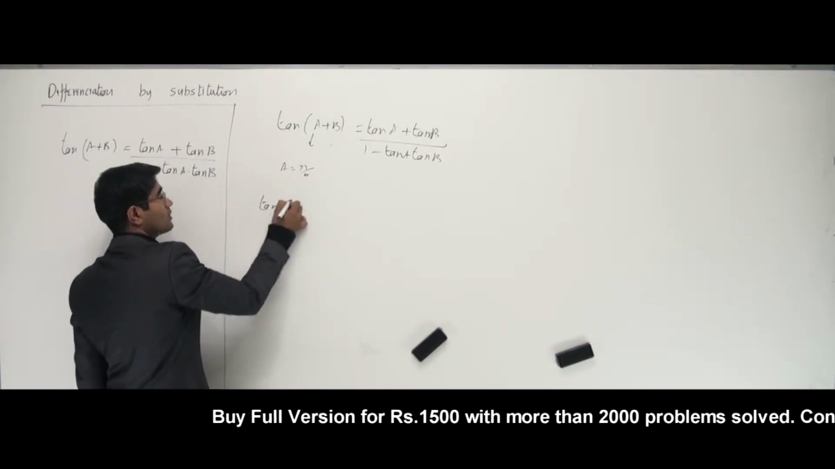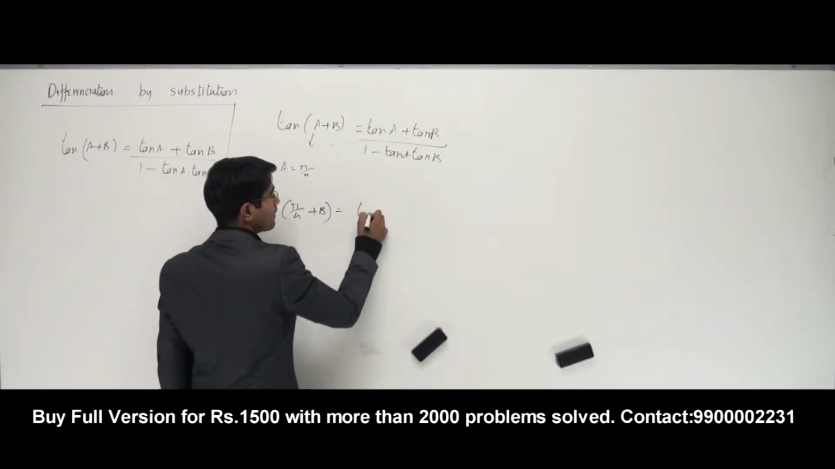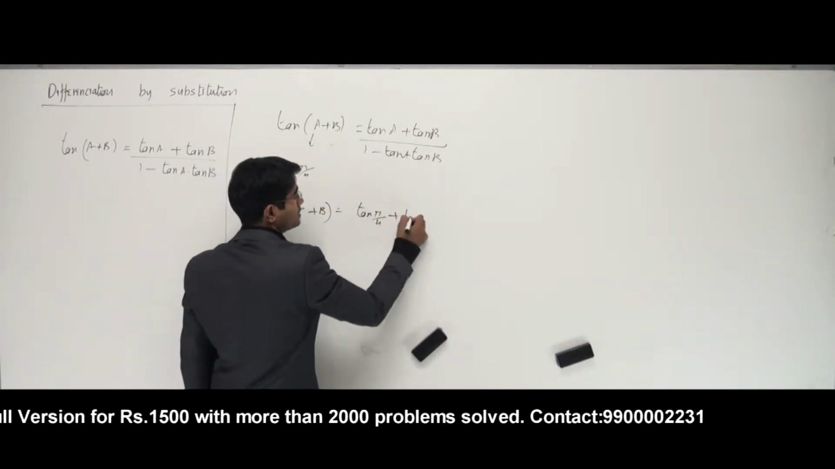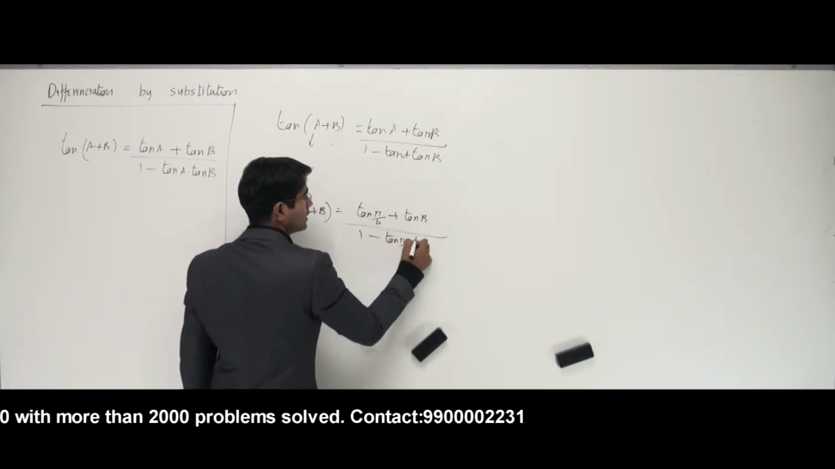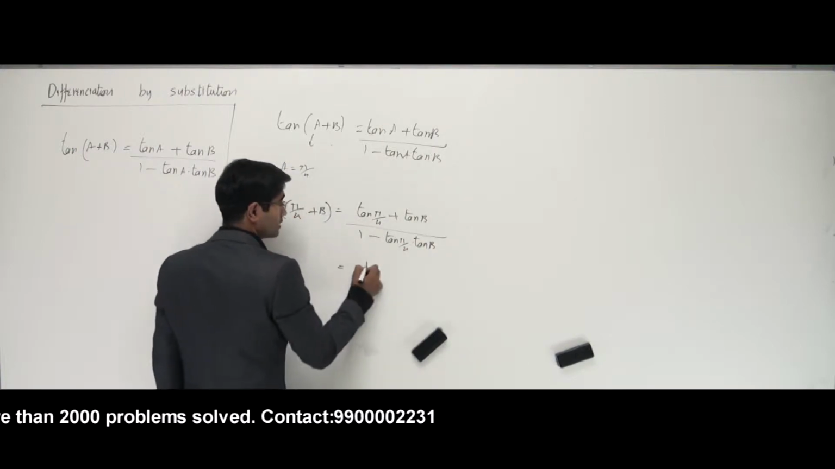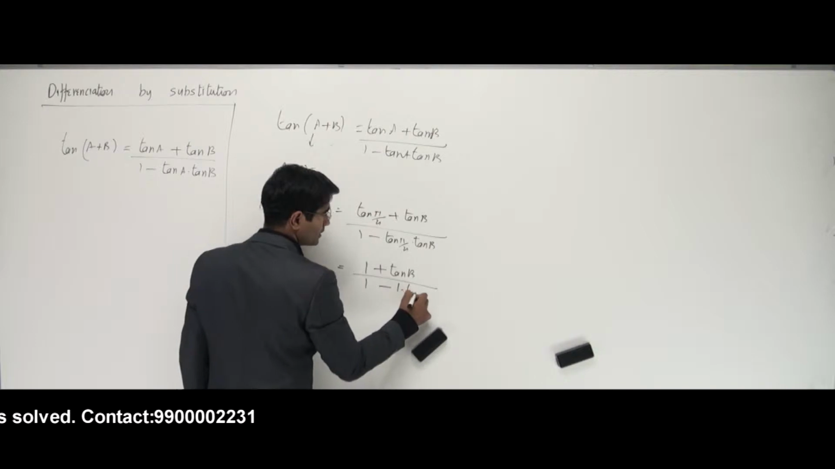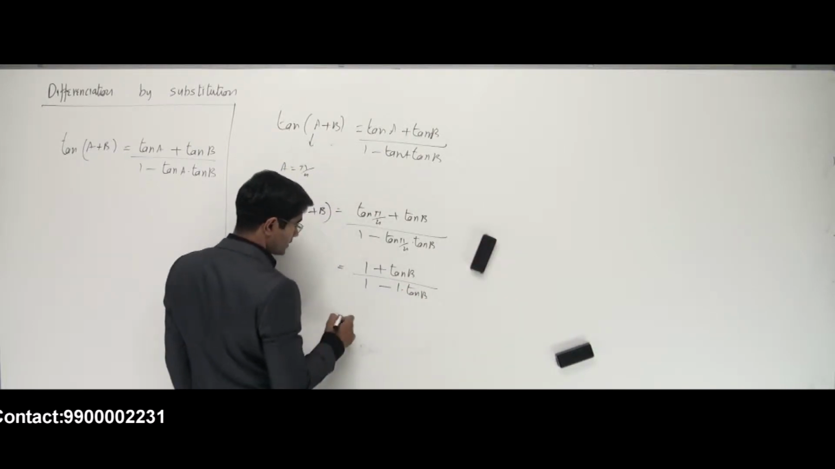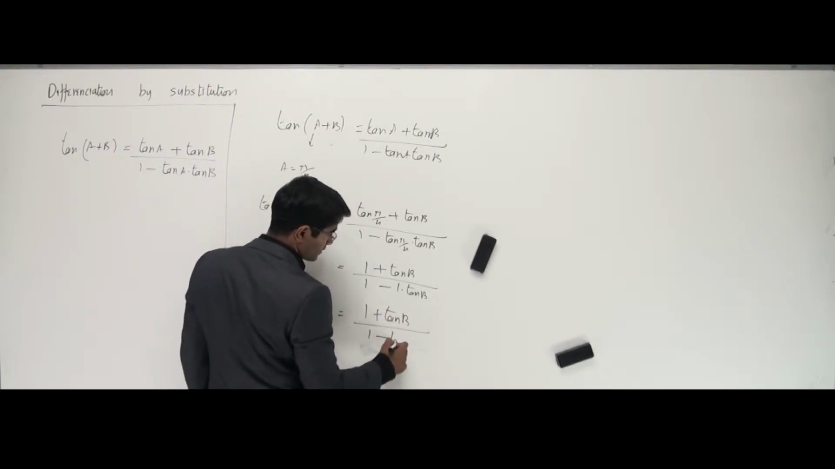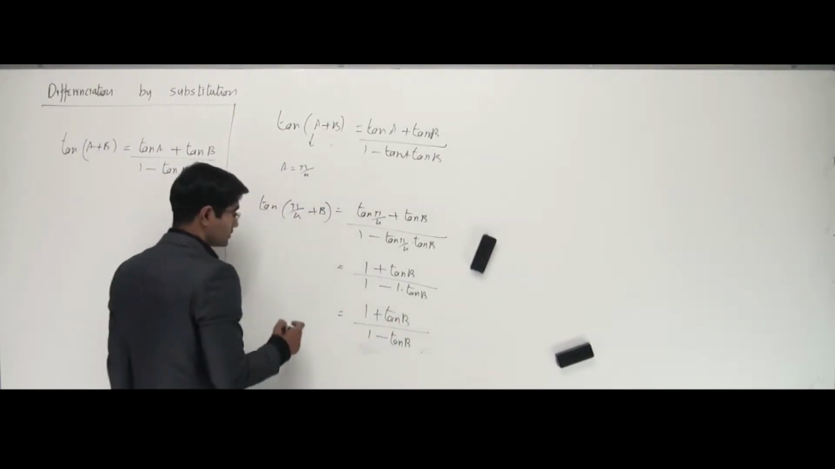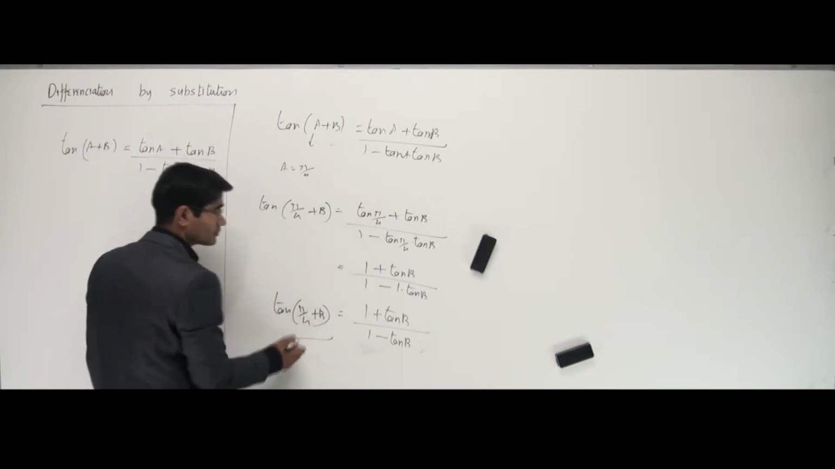That becomes tan of pi by 4 plus b, and on the right hand side I'll get tan pi by 4 plus tan b by 1 plus tan pi by 4 tan b. So what happens to this guy? It gets 1 plus tan b divided by 1 minus 1 into tan b, and now it goes like 1 plus tan b divided by 1 minus tan b. Okay, that's all about it. Very simple. This is tan of pi by 4 plus b. Okay, that's what we have, isn't it?